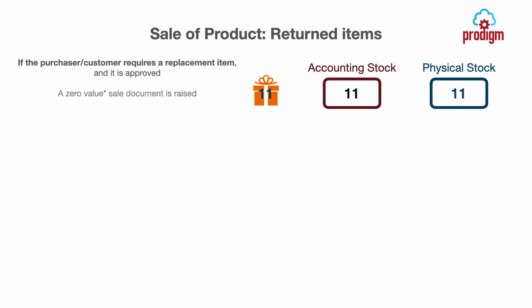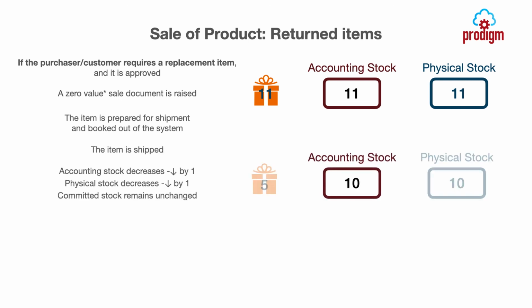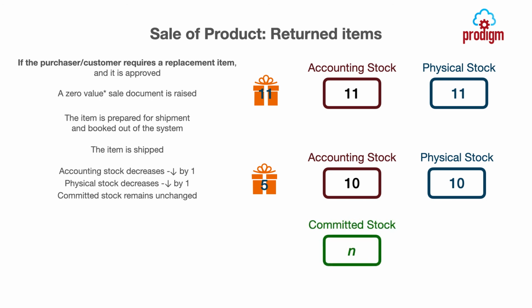So here, just to clarify, if a customer requires a replacement item and you approve that that is able to be done, you can raise a 0 value sale. So the accounting stock and the physical stock stay the same, but then once the item is shipped, then your accounting stock reduces and your physical stock is also reduced by the same number because they are linked, and your committed stock is still whatever the number of goods are that are committed to other customers.